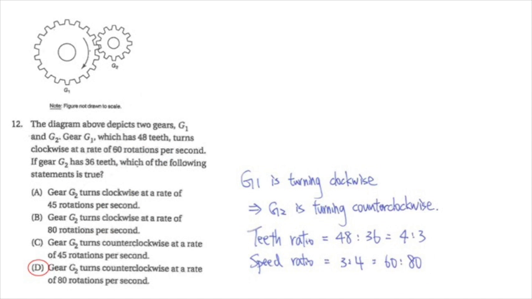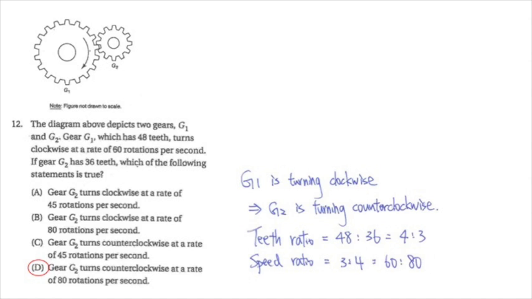Question 12. In this question, we have 2 gears, G1 and G2. G1 has 48 teeth and turns clockwise at a rate of 60 rotations per second. And the question says if gear 2 has 36 teeth, which of the following is true? And all the following are about the rotations per second of gear 2.